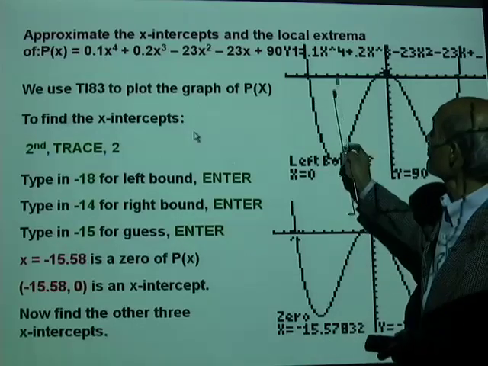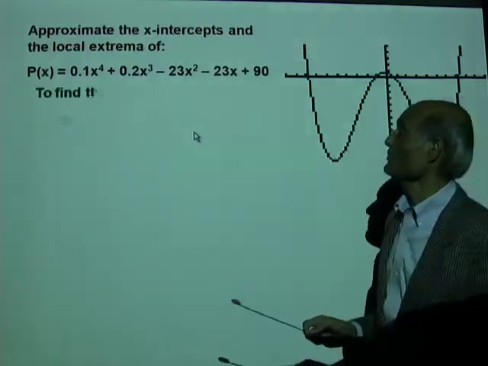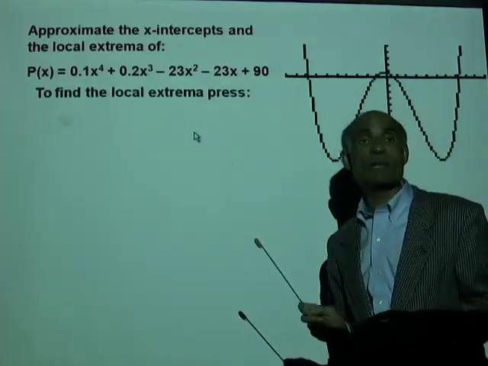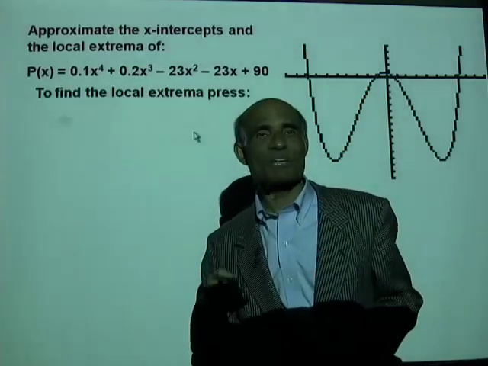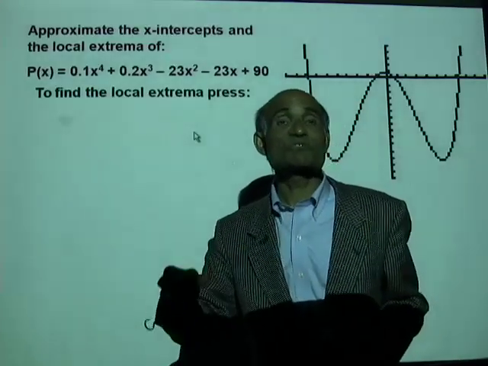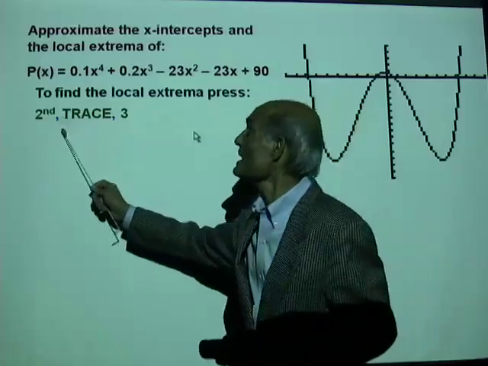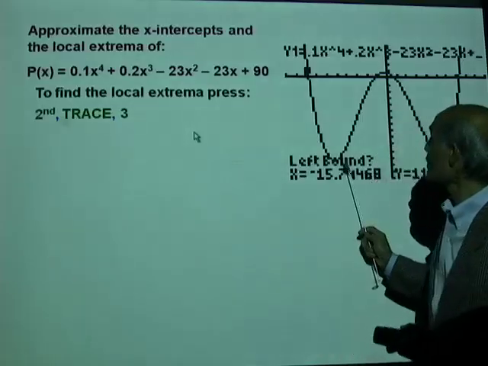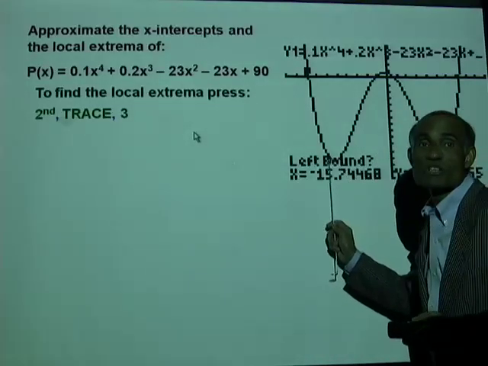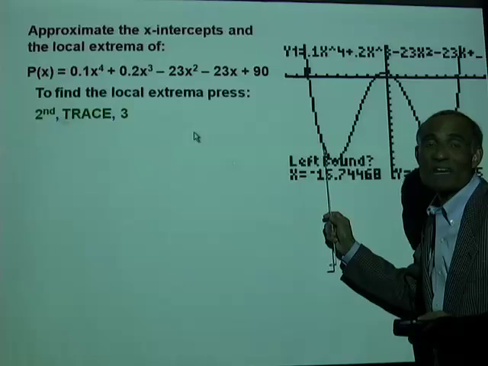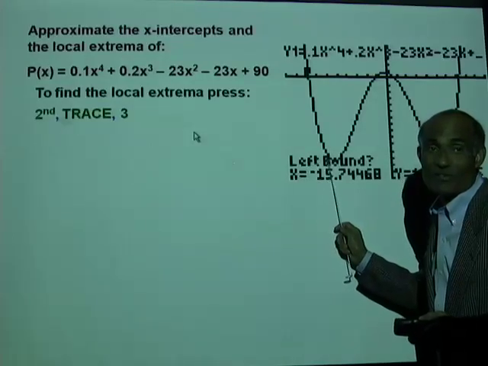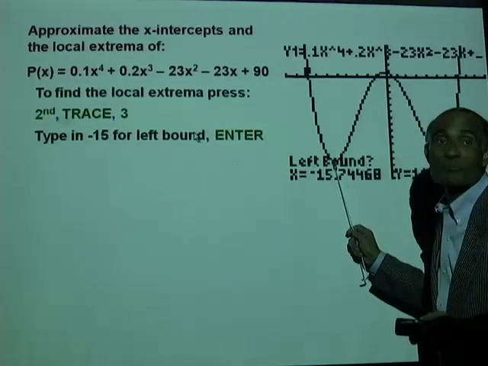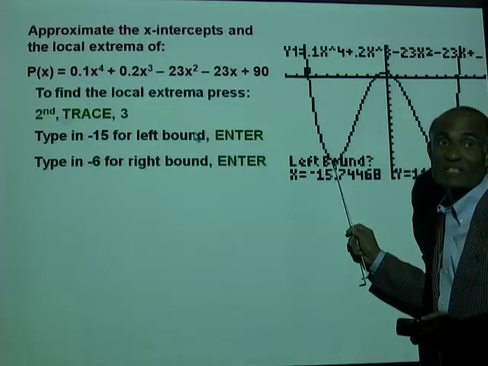Okay? Let's now find the local extrema. To find the local extrema, let's look for the local minimum. What is the calculator keystroke? We have actually done that before. Second trace 3. Yes, second trace 3 is for a minimum. Now it will ask you for a left bound. So what you need to do is take the cursor to the left of the bend and enter. Then take the cursor to the right of the bend and enter. And bring the cursor back to the bend and enter.